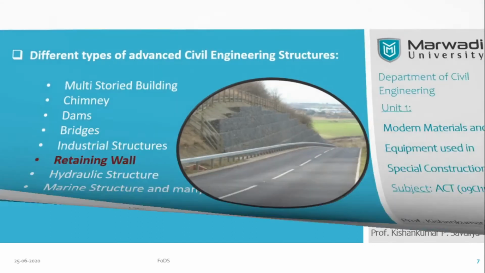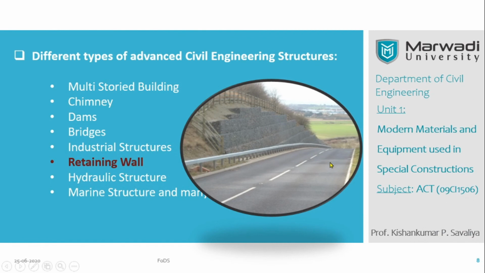Now retaining wall. Here you can see the road is ongoing. Now the structure we are providing to retain this earth above this, so that the earth will not fall down on the road. So this is the retaining wall. This is provided in hilly terrain or normally in a bridge, at the starting and finishing of the bridge. Okay, we will call it an approach. So retaining wall.